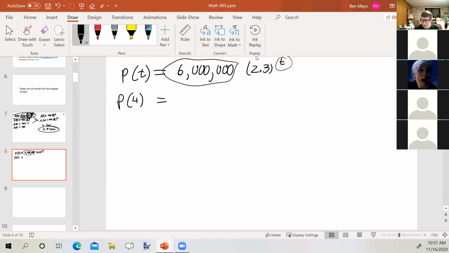Okay. Now, let me ask you this. Is this population going to grow or decay? It's going to grow because its base is more than 1. Exactly. Good job.